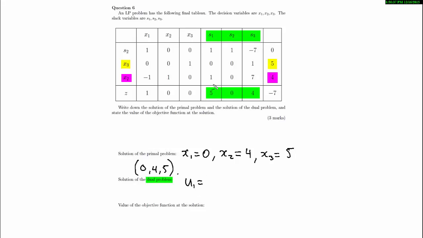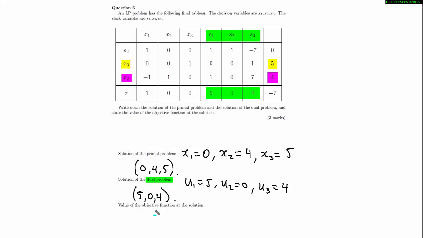Okay, so U1, in this case, we have a look at the S1 column and we can see that the corresponding value is 5. So we have that U1 equals 5. U2, we have a look down here, equals 0. And U3 equals 4. Now that corresponds to the coordinates 5, 0, and 4.